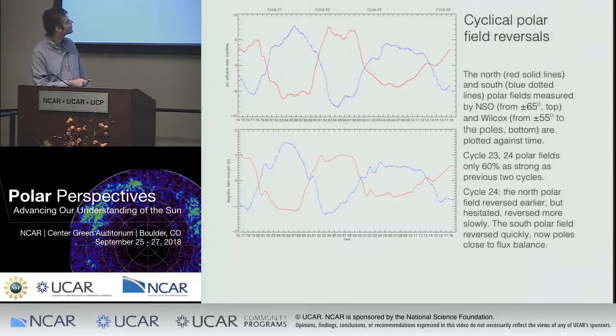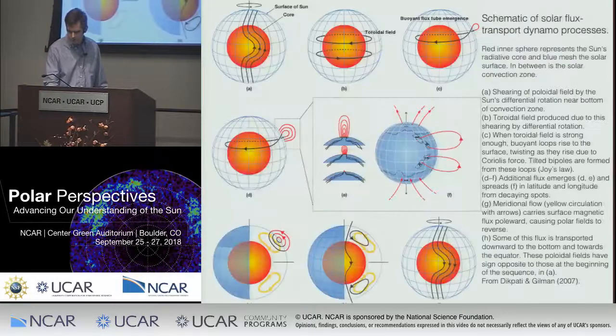Because the Wilcox has been observing continuously till the present day, we can go all the way up to the very recent past and see that polar fields are approximately balanced at this point, that their reversal is well complete. They're almost symmetrized. There might not be much more happening at the poles this cycle. I don't know that, of course, that's speculation.